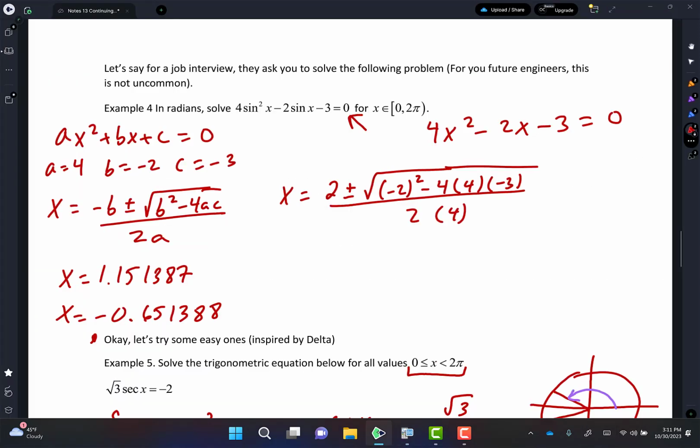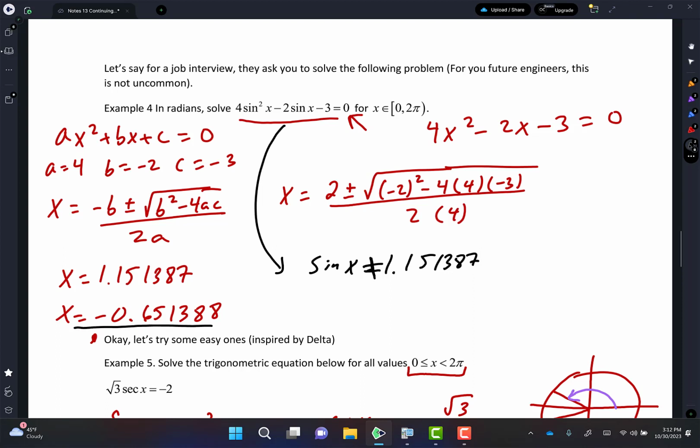651388. Okay. Because it's similar, that means instead of x, I can say sine x equals that. So I can go sine x equals 1.151387. Can sine x be that number? It cannot. Sine x has to be between -1 and 1. But sine x can be this one. This one is possible, guys.